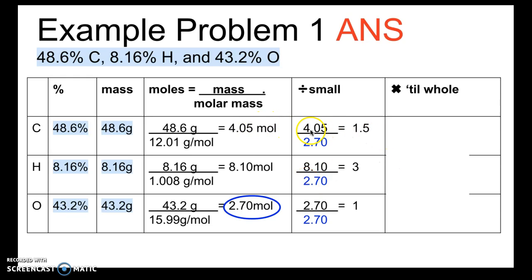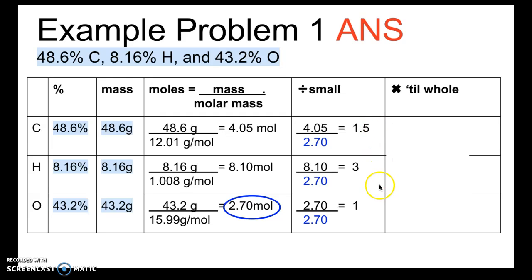So 4.05 moles of carbon divided by the 2.70 moles gives me 1.5. I do the same thing with the 8.10 moles of hydrogen and get 3. And then I do the same thing with the oxygen. You must also do it with itself. 2.7 divided by 2.7 gives you 1.